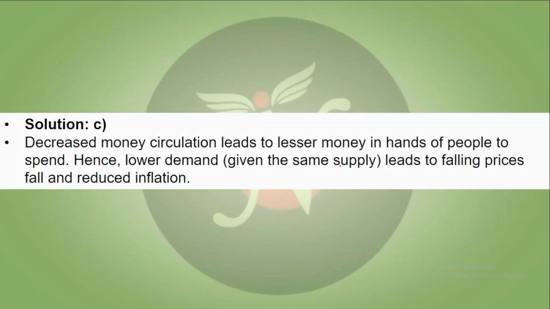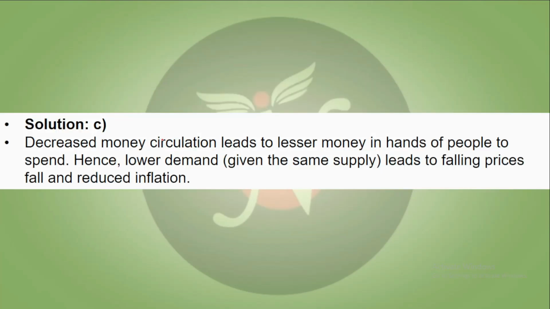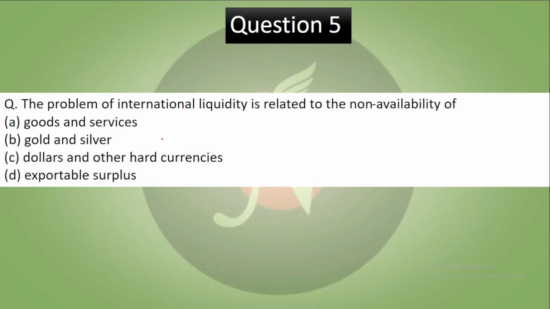Your correct answer to this is C, as decreased money circulation in the market helps to control the inflation. This is why RBI increases the repo rate and so on, to reduce the money supply in the market. Moreover, controlling inflation is the responsibility of both the Reserve Bank and the Government of India as well. Primarily, it's the responsibility of the Reserve Bank of India.